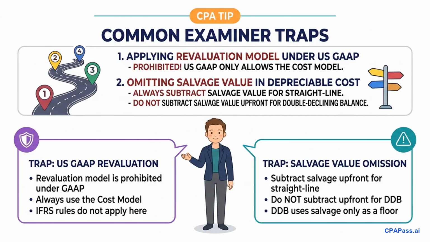Second, watch out for omitting salvage value in your depreciable cost calculation. For straight line depreciation, you must subtract salvage value up front. However, if you are using the double declining balance method, do not subtract salvage value when calculating the annual rate. Only use it as a floor to stop depreciating. Keep these rules straight to avoid easy traps.